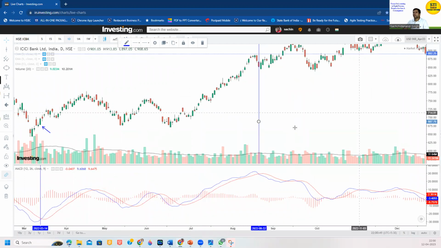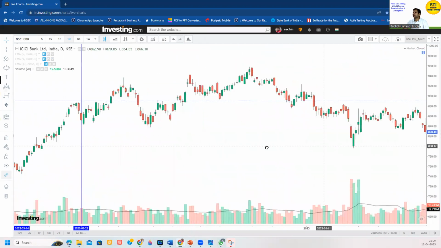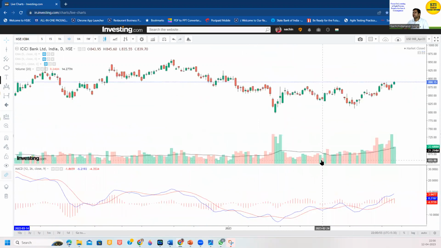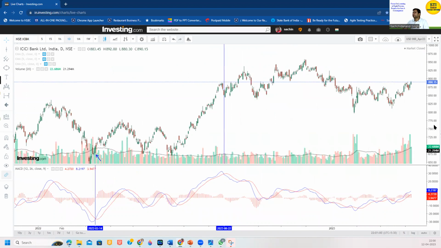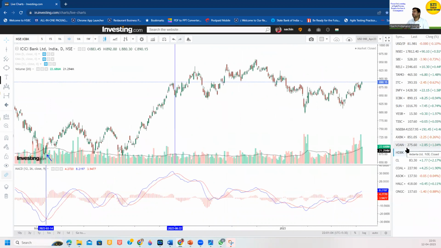Maybe I'll show you a quick example. Let me find one such example for you. Any stock, can anybody suggest? I can take the example based on your suggested stock.